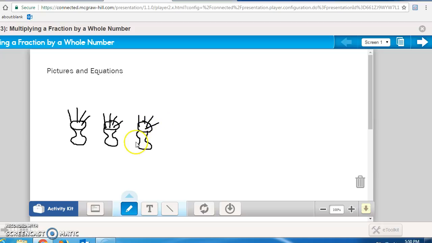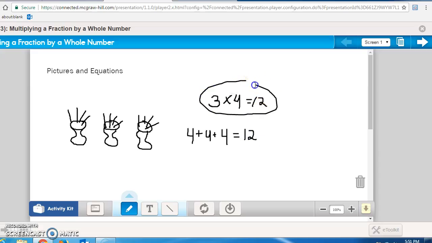How many flowers are there in all? So here's my picture. My equation would look something like this. 3 vases times the 4 flowers equals 12. I could have simply went 4 plus 4 plus 4 equals 12. But I'd much rather see you do the multiplication since that's what we have been working on a lot this year.